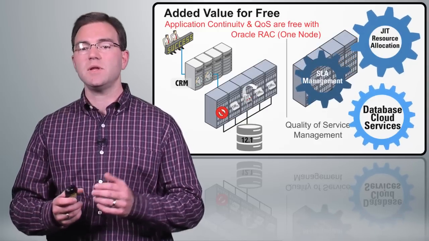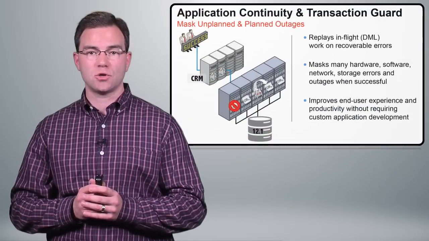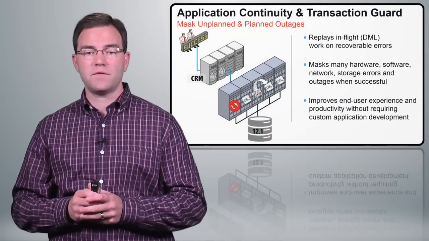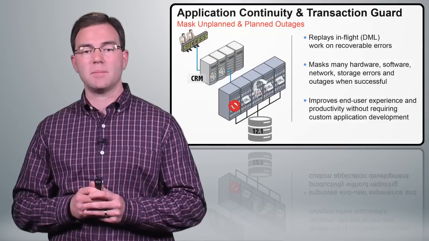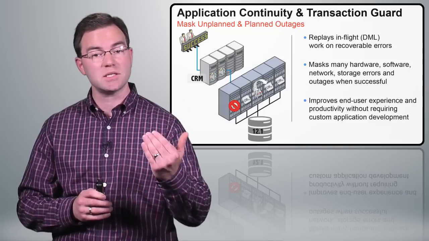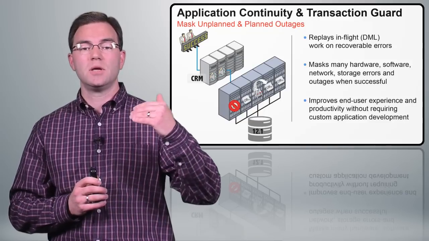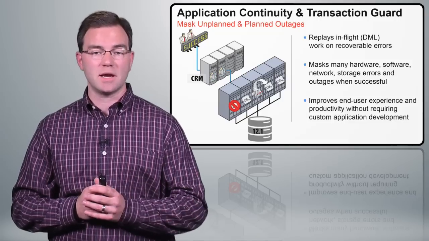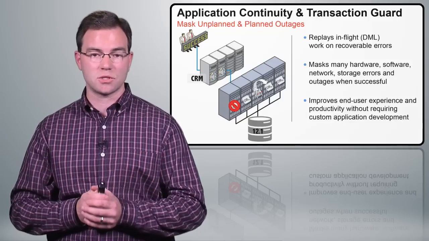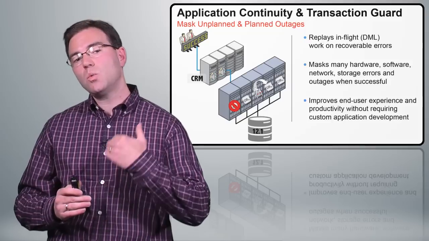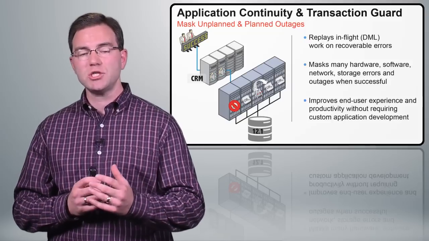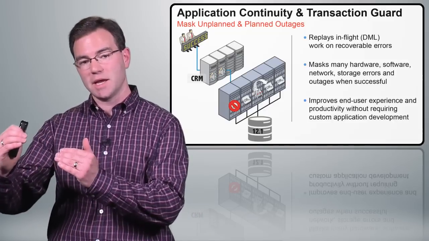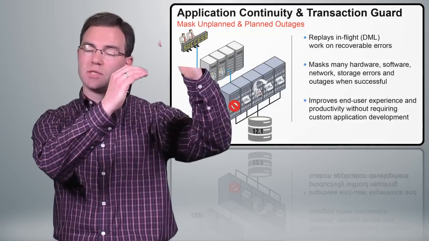So let me briefly walk you through application continuity and Oracle Transaction Guard. These two are features that come with Oracle Database 12c. More precisely, they need to be used with Oracle RAC One Node, Oracle RAC, or Oracle Active Data Guard as far as deployment models are concerned. Because what application continuity provides you with is the ability to hide any kind of failure on the database layer towards the end user.